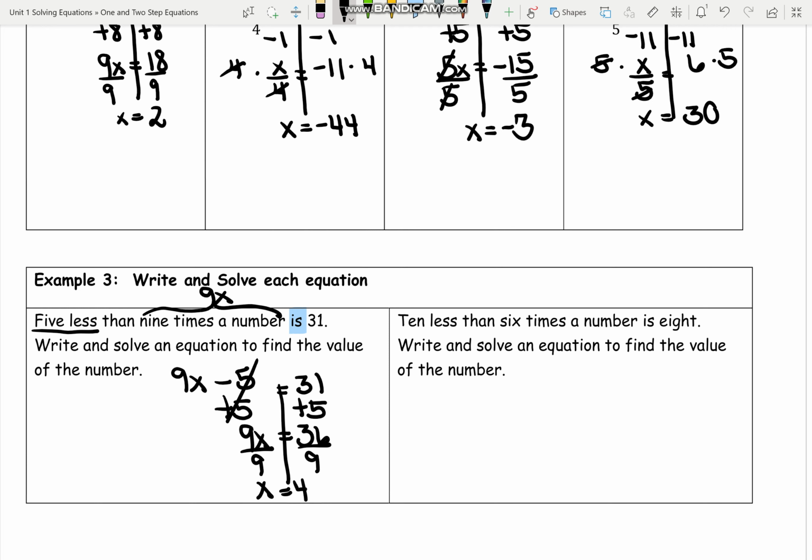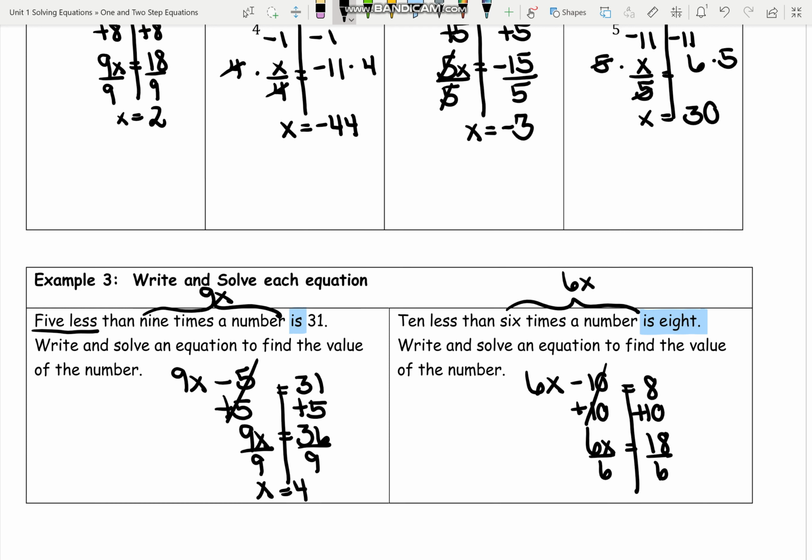So when we do the next thing, we see is 8 again. Okay, so we can set up our equation and say equals 8. 6 times a number is 6x, and 10 less than this is 6x minus 10. So I'm going to solve the rest of my equation here. I'm going to add 10 to both sides. I get 6x equals 18. Divide both sides by 6, and I get x equals 3. And there you have it.